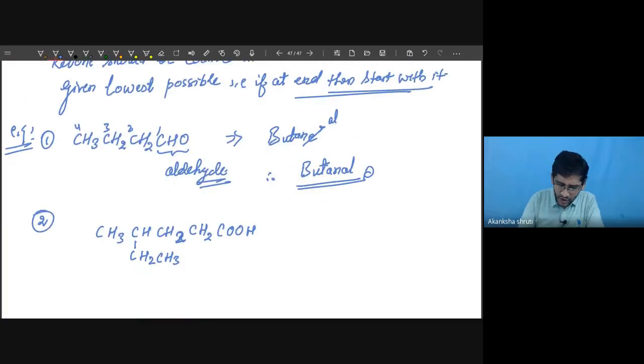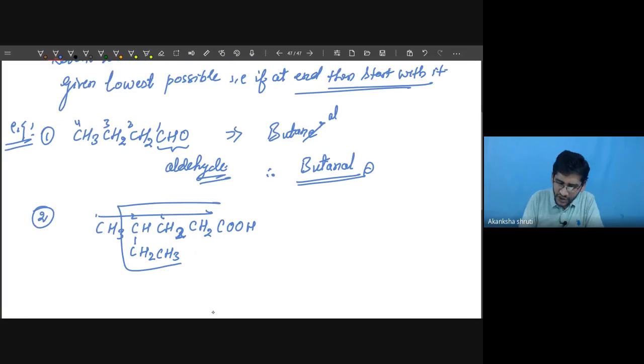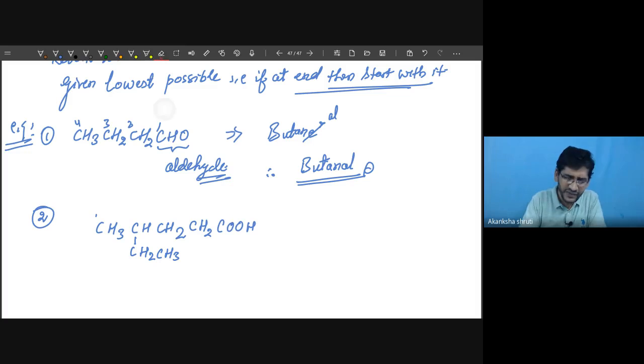So there is no question of searching from there, 1, 2, 3, anything like this or anything like this. These are wrong attempts, because wherever the carboxylic acid or such a functional group containing carbon is there, which is at the end, you have to start from that end only. So this is very simple. No ambiguity, you have to come here.